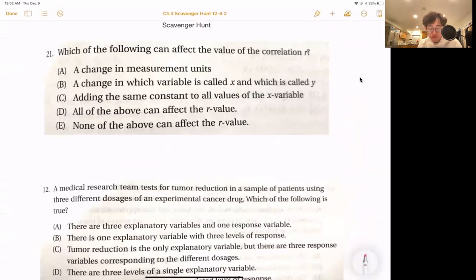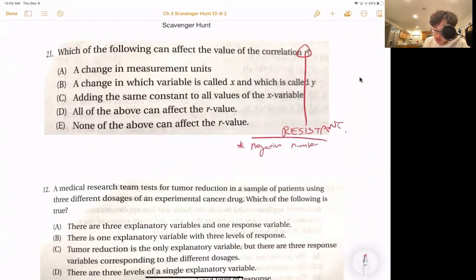Question 21: which of the following can affect the value of the correlation r? R is super resistant, so it's really not going to be impacted by mostly anything other than multiplying by a negative number. I talked about this in the previous two videos, so please take a look. If you multiply the values of the data by a negative number, it changes the values of Y, which can turn a positive correlation into a negative correlation.